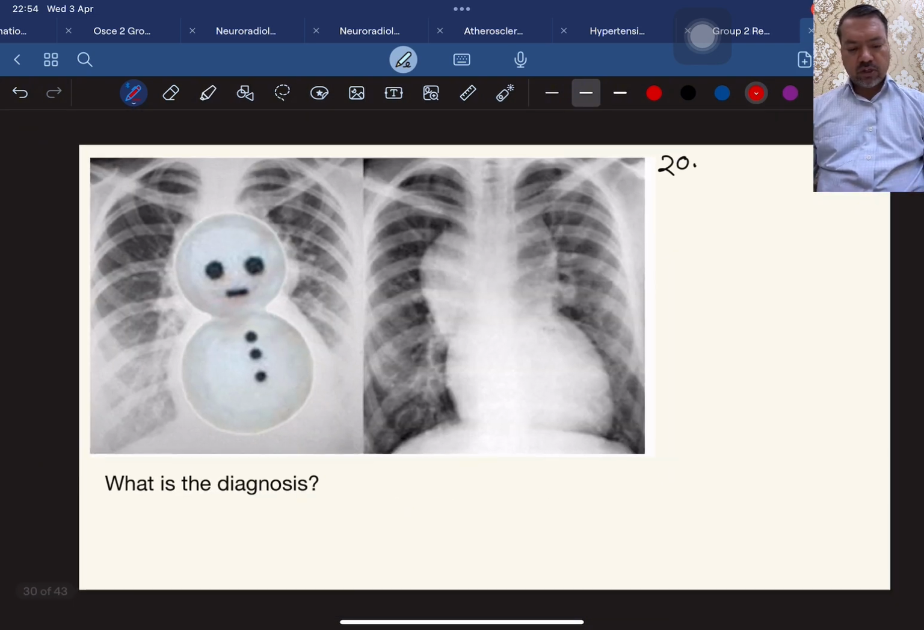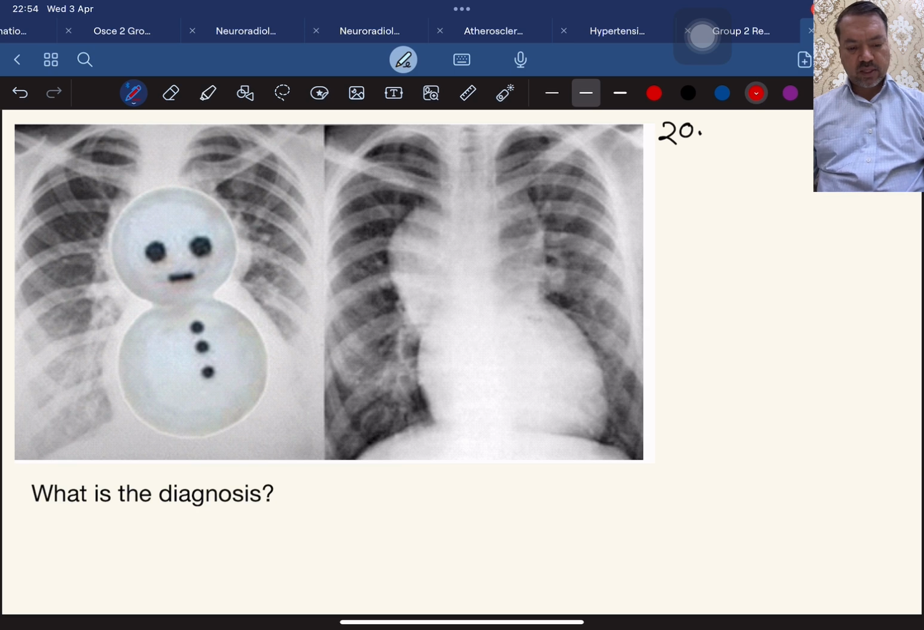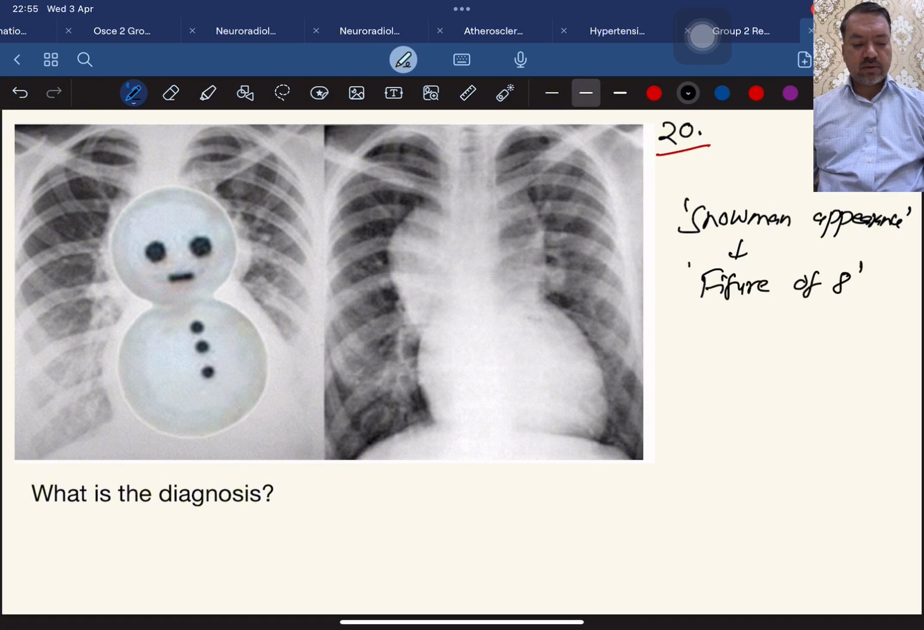Now let's move on. Let's make this the last case, and I'll again discuss some more, otherwise the video will be very long. So this is a straightforward case. Look here, just one glance will give you the diagnosis. This is called snowman appearance, also known as figure of 8 appearance. Figure of 8 appearance.